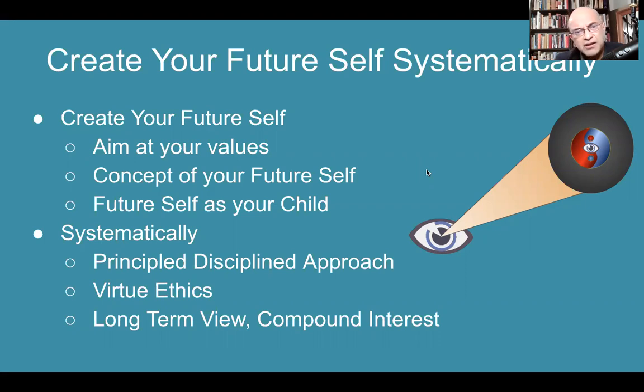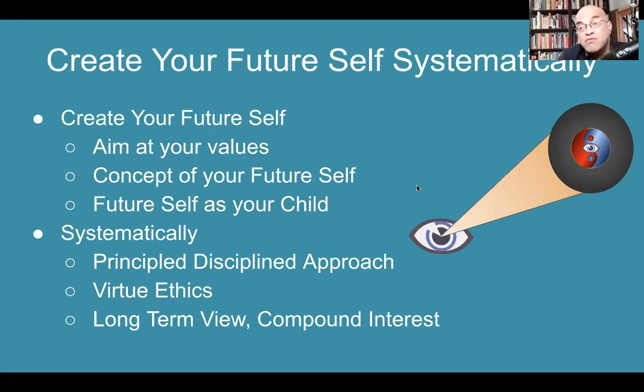The second part of it is systematically. Achieving a character, achieving exactly the kind of life that you want cannot be done by just haphazard actions. It cannot be done just by reacting to things around you. You need to decide what kind of action. So that projection is basically disciplined action, principled disciplined action towards your values.